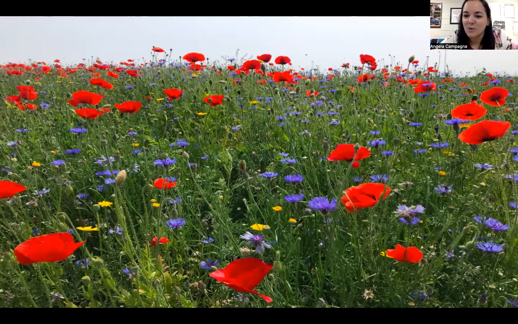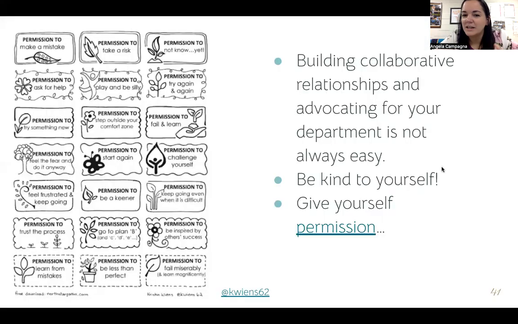So this is not easy work to do, creating these collaborative relationships in your department and advocating for your department. So please be kind to yourself. So I shared these permission slips with my team, and I want to share them with you as well. They're also linked in the folder. So wherever you are, just give yourself permission to make a mistake or take a risk or start again, or just learn from your mistakes. So whatever you need, just take it. Give yourself permission to do that.